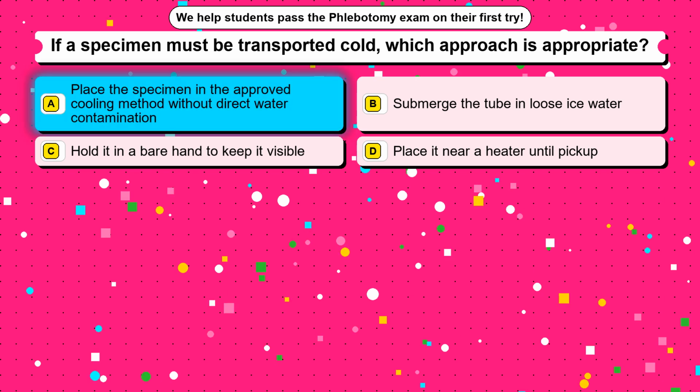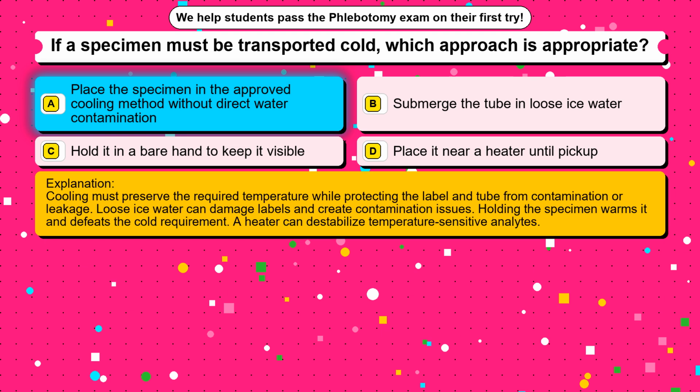The correct answer is option A. Place the specimen in the approved cooling method without direct water contamination. Cooling must preserve the required temperature while protecting the label and tube from contamination or leakage. Loose ice water can damage labels and create contamination issues. Holding the specimen warms it and defeats the cold requirement. A heater can destabilize temperature-sensitive analytes.